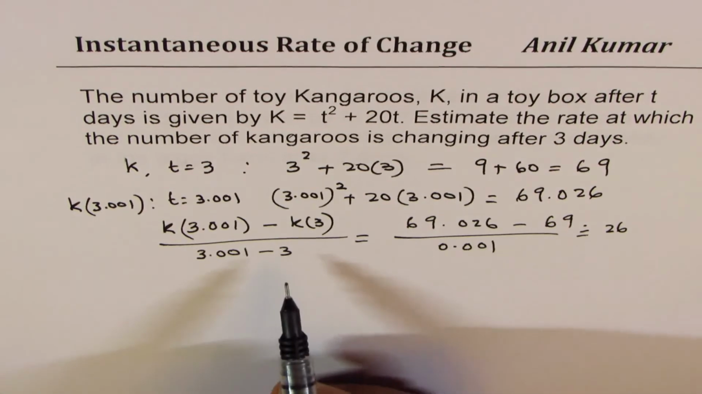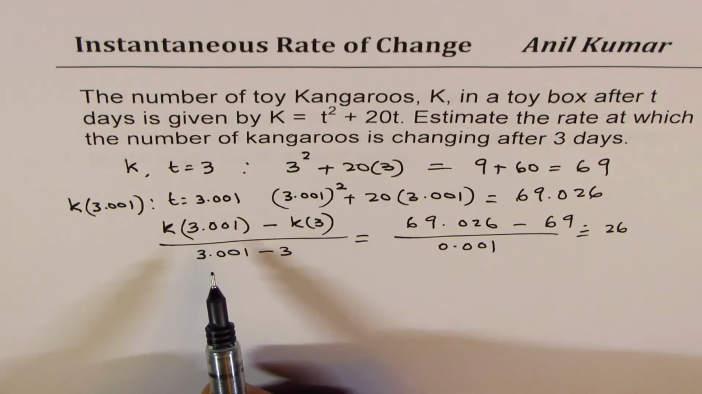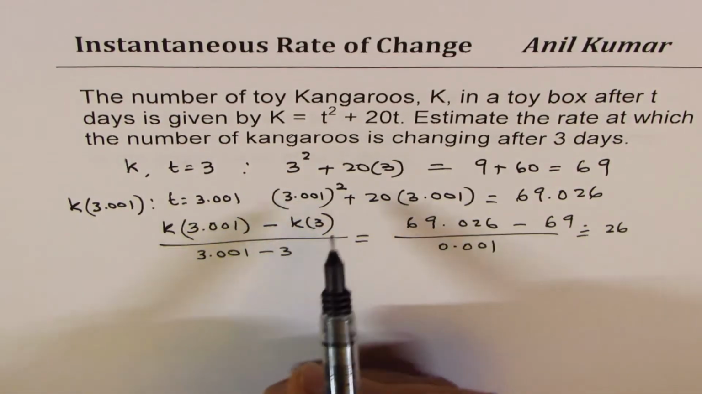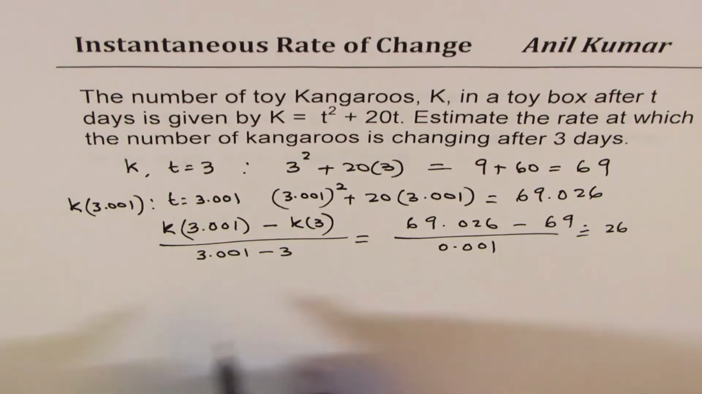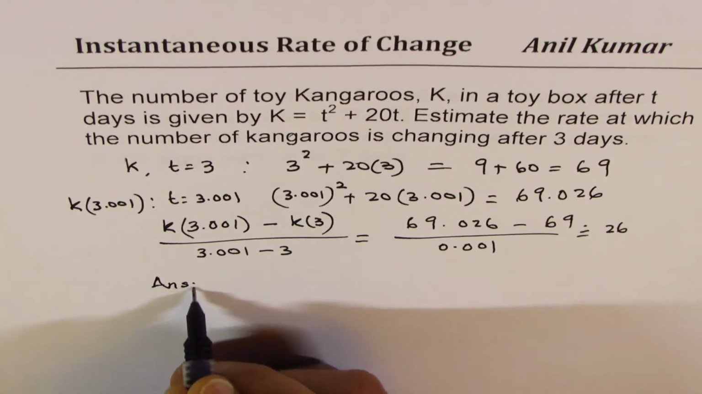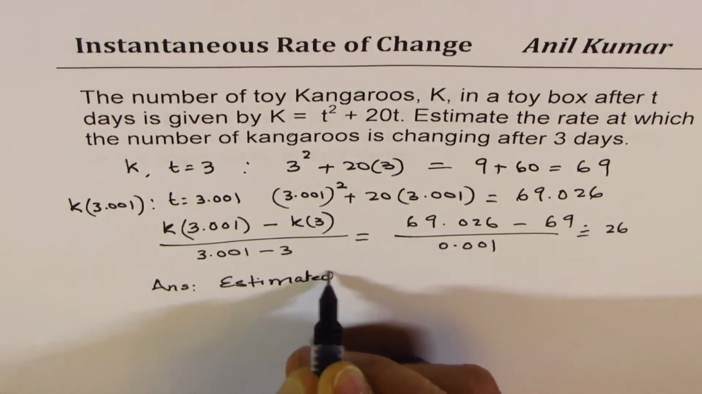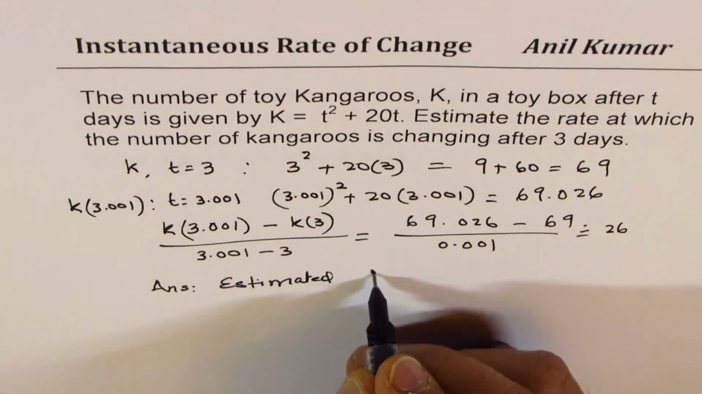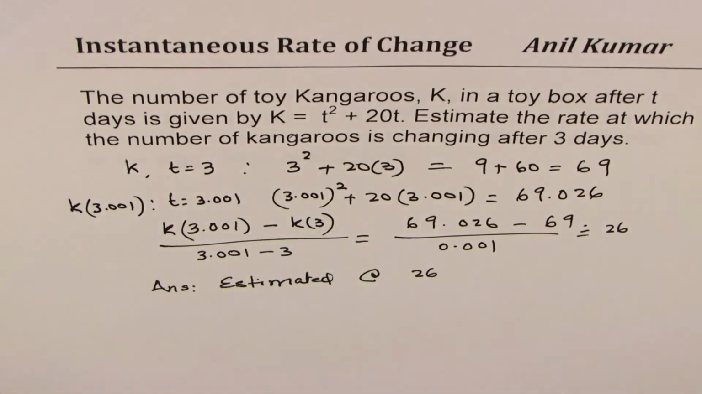As you have seen in the previous example, we could follow any method: centered, preceding, or following. So we just followed this method, took a point which was just greater than the given point, and we got the rate of change. So we can say our answer is that the estimated rate of change of the number of kangaroos is 26. So that becomes the answer. I hope the concept is clear.